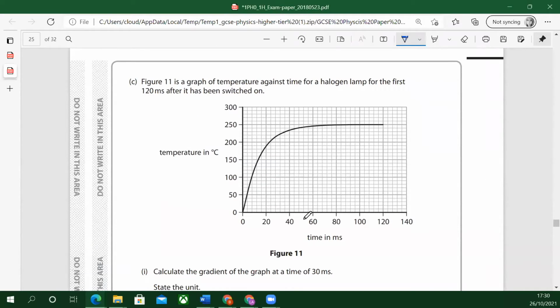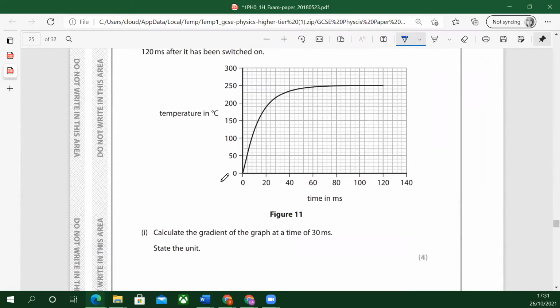Okay, figure 11 is a graph of temperature this time against time for a halogen lamp for the first 120 milliseconds after it has been switched on. So temperature in degrees Celsius, time in milliseconds. Calculate the gradient of the graph at a time of 30 milliseconds. That's important, that unit there.